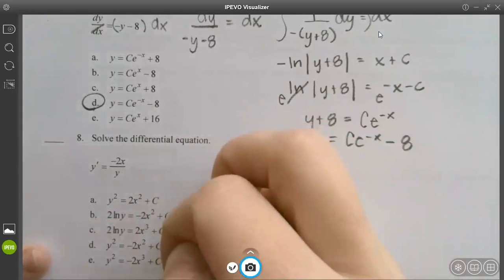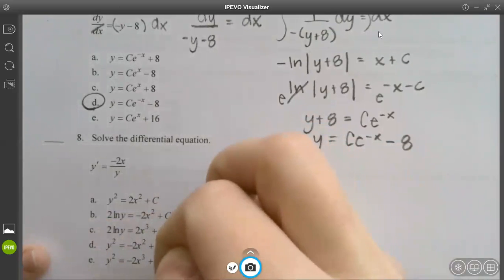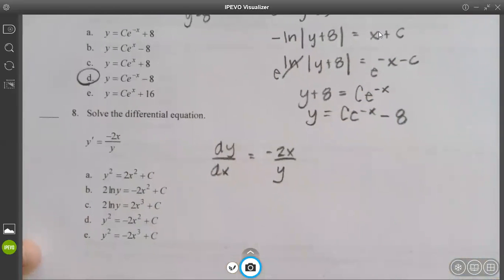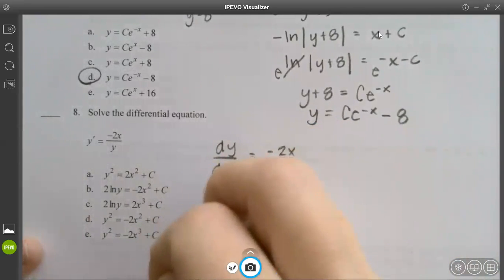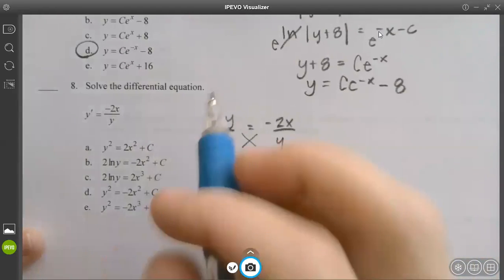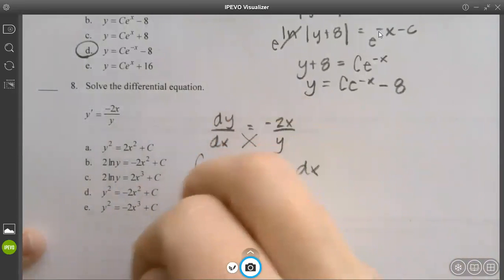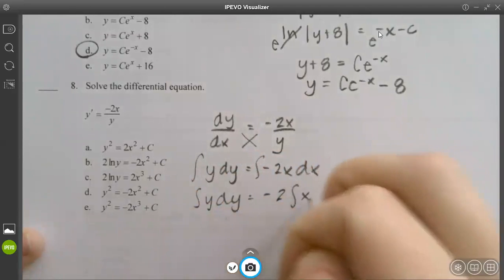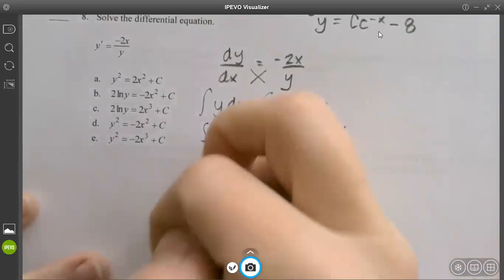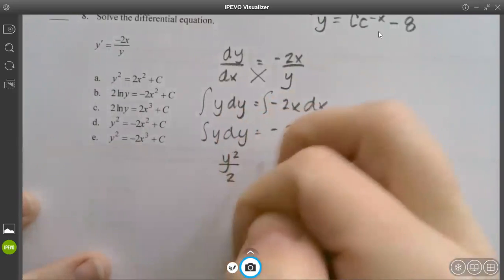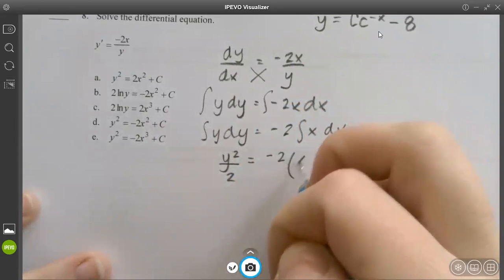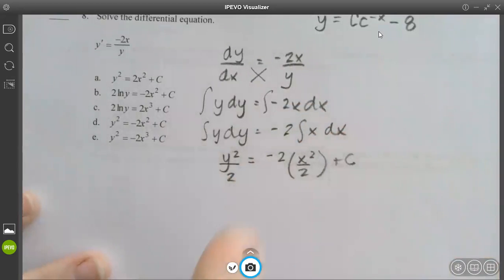Right, same thing on the next one. Again, I don't like to look at it as y prime. So we're going to do dy over dx equals -2x over y. Basically, all you need to do is cross multiply. And then you're going to integrate. Remember, you can pull out your -2 before you integrate your x dx. What's the integration of y? Y squared over 2. Then we have -2 times the integration of x, and then plus C. What happens right there?